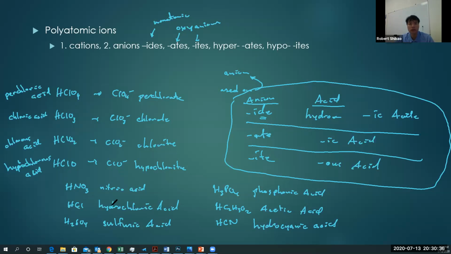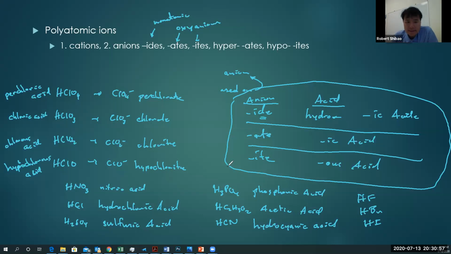So hydrochloric acid. HF is hydrofluoric acid, fluoride. HBr is hydrobromic acid. HI is hydroiodic acid. So those are the acids.